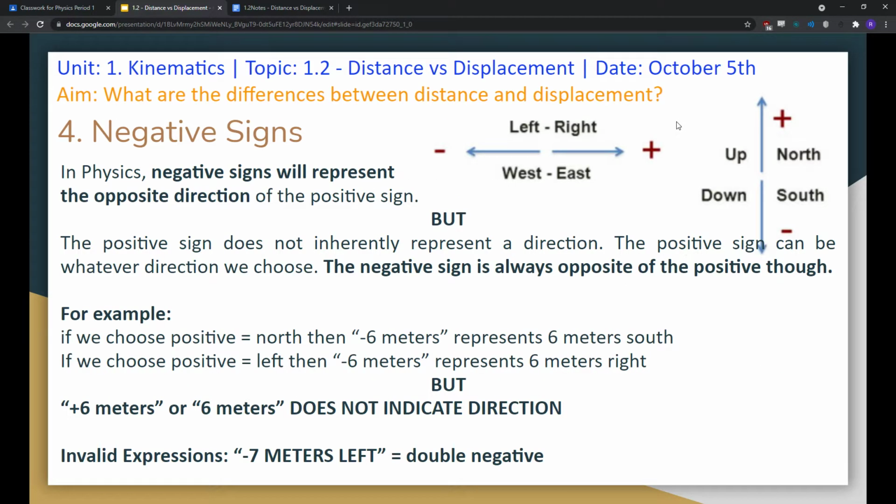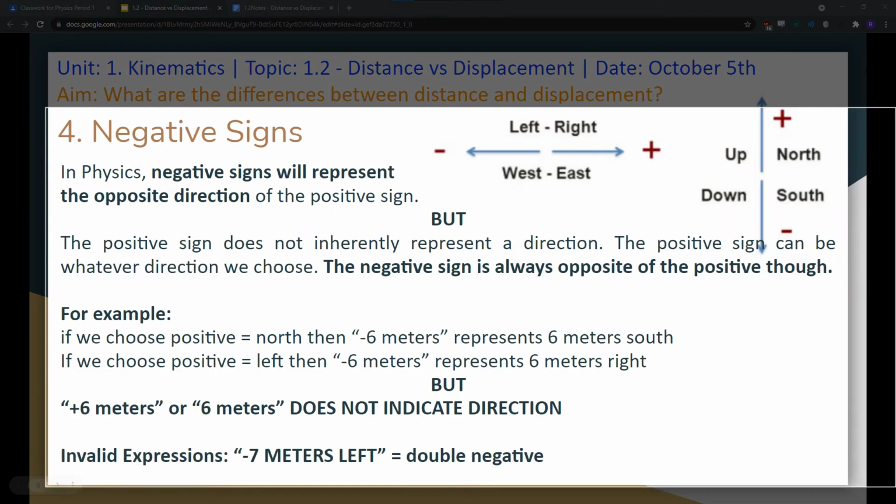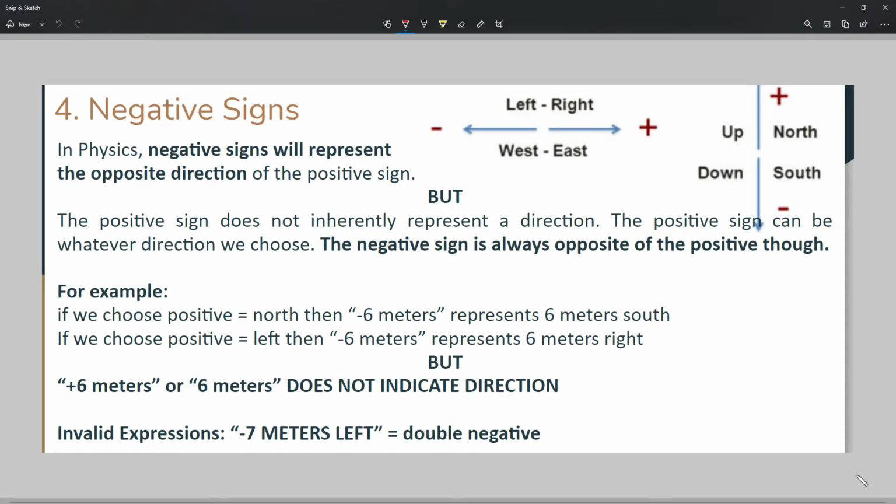Now, this is something extremely important in physics. In math, you're taught that a number like -7 is less than 0 and is less than 7, right? You're taught this, and it makes sense for you. You've been taught this in math.